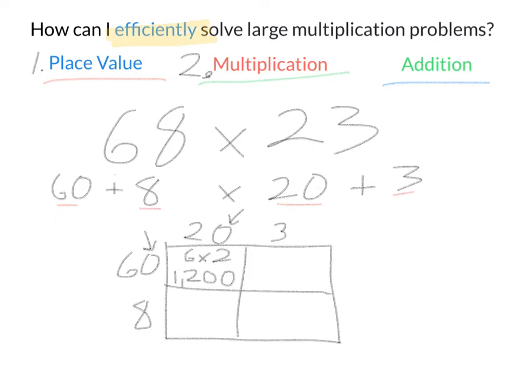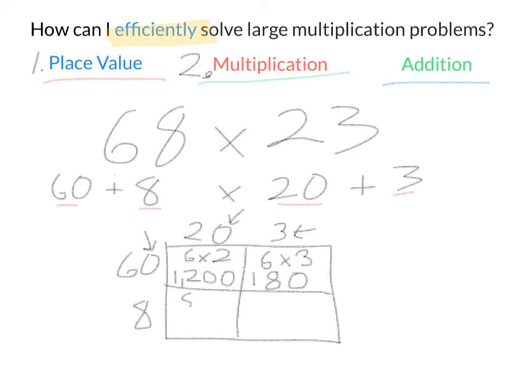Now I'll do 60 times 3. Not going to make 60 loops and groups with 3 dots in each one, but I am going to take 6 times 3. The answer is 18. There is not a 0 on the 3, and there is 1 0 on the 60, so I put on 1 0. 60 times 3 is 180.